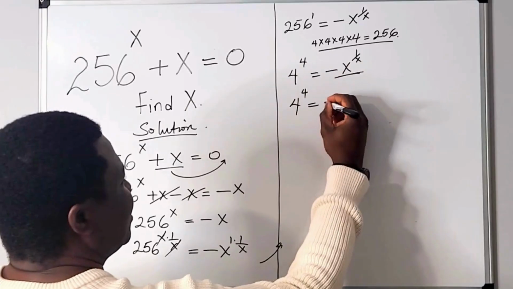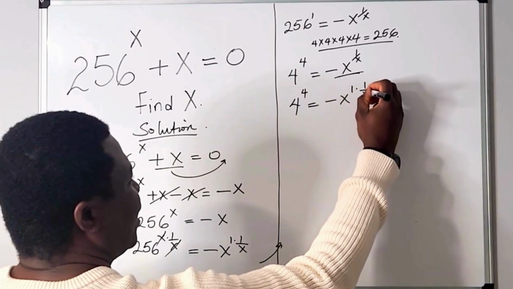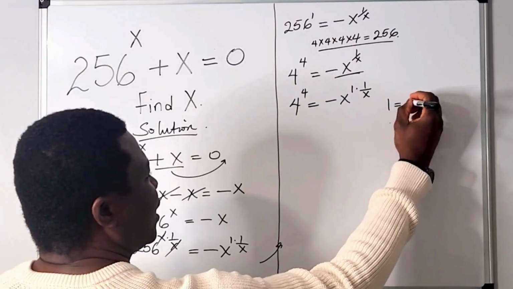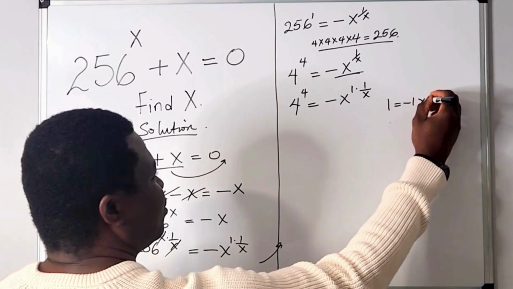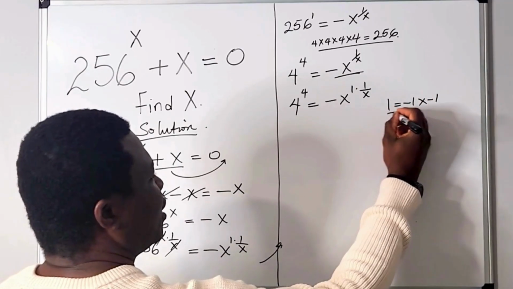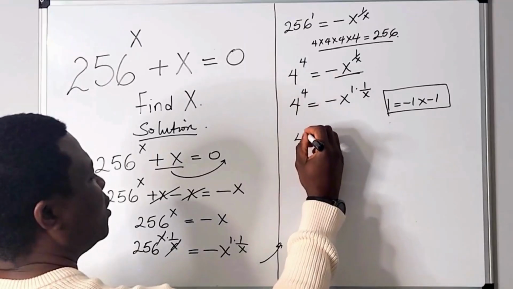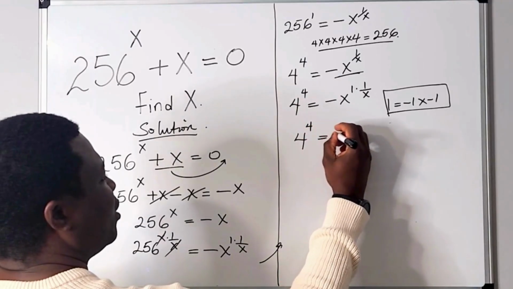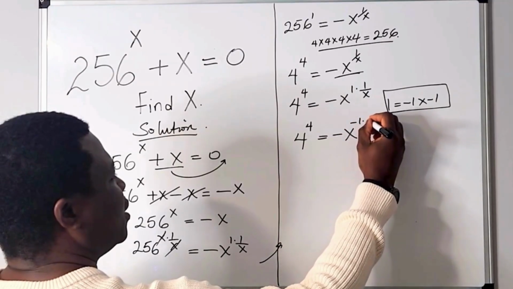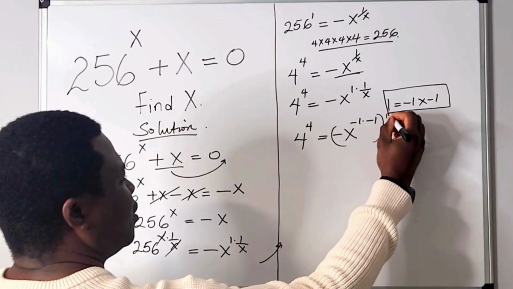Now, let's rewrite what we have here. This we can rewrite as minus x raised to the power 1 times 1 over x. And now we know that 1 is the same thing as minus 1 times minus 1. Minus times minus will give us plus. 1 times 1 is 1. So in place of 1, we'll put this. So now we have 4 raised to the power 4 equals minus x raised to the power minus 1 times minus 1 over x.